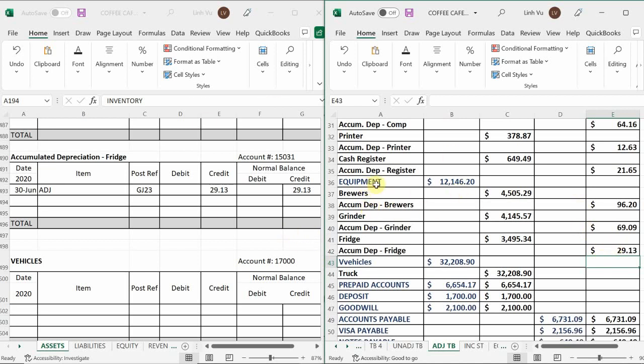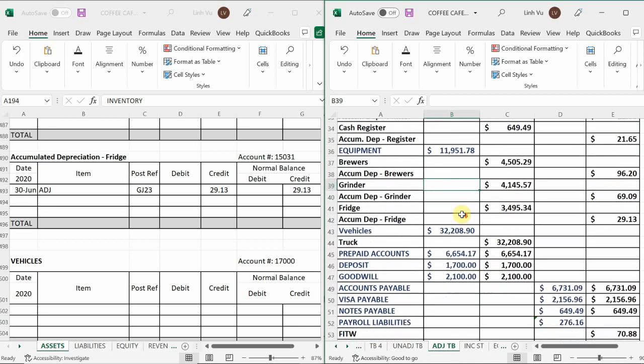So I need to fix this one by adjusting this formula, because now it is the total of my brewers minus its depreciation, plus the grinder minus the depreciation, plus the refrigerator minus the depreciation. Okay? That should give you a grand total of $11,951.78. Okay?